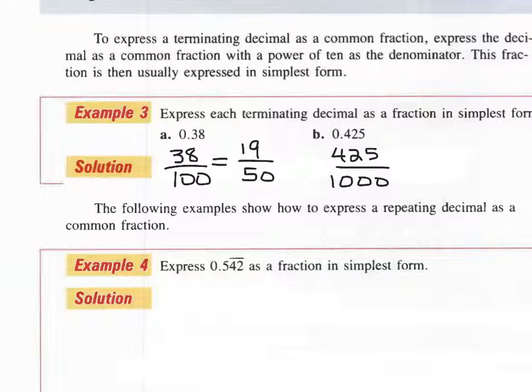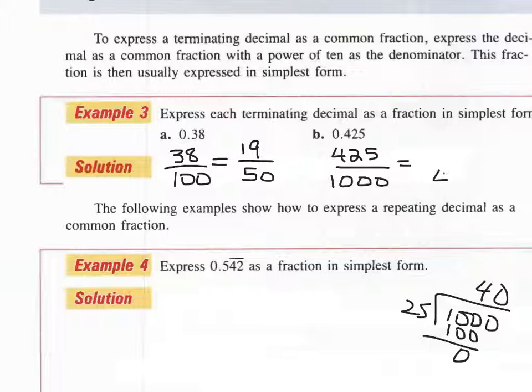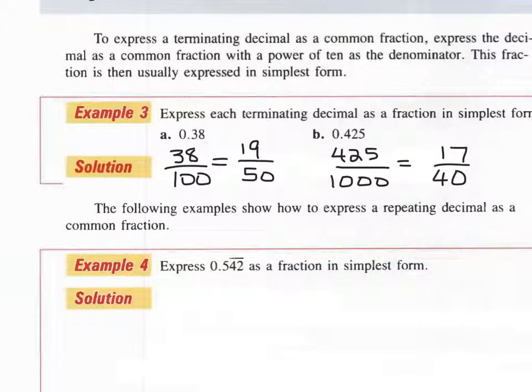I can divide this by 25, and let's see, 1,000 divided by 25, and it goes in here 40. And then when I divide 425 by 25, I get 17. Now, if you didn't realize 25 went in there, you could have started by dividing it by 5s, but just know you need to write it in simplest form. Now, the next part's a little tricky.